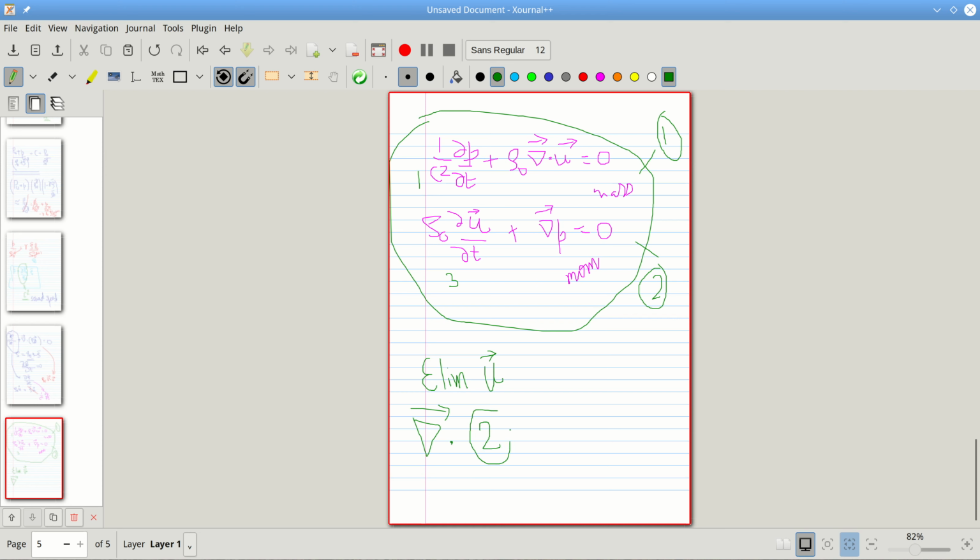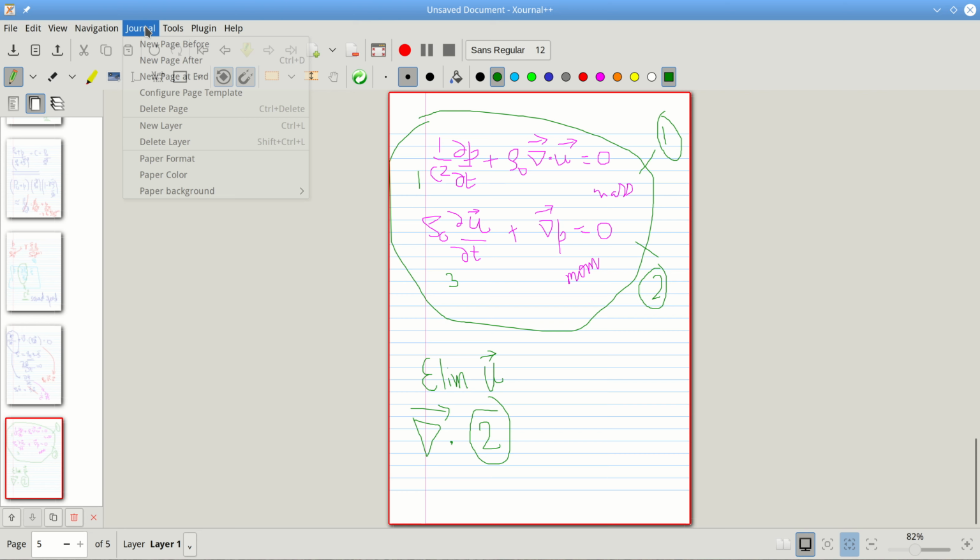So therefore it becomes rho naught del dot dou u by dou t, and we can interchange the order of the derivatives. So I can say it is rho naught dou by dou t of rho naught del dot u, which is nothing but this equation, and here I have del dot del p, which is del square p. So if I now use this equation to eliminate, let me go through that derivation in a new page.